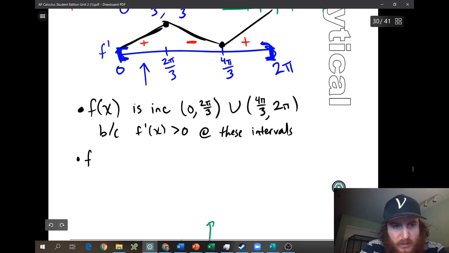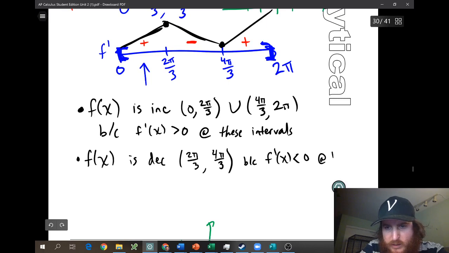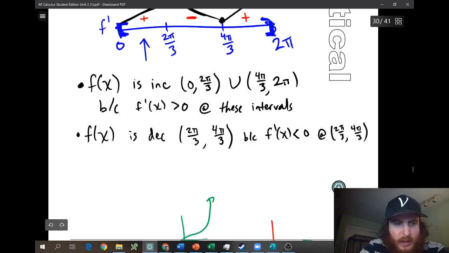Then we'll do the same thing for f of x is decreasing from 2 pi over 3 to 4 pi over 3, because f prime of x was less than 0 at this interval. Or we could even say, if you want to, you could just repeat it: at 2 pi over 3 to 4 pi over 3. So you could either do that or you could say at this interval.